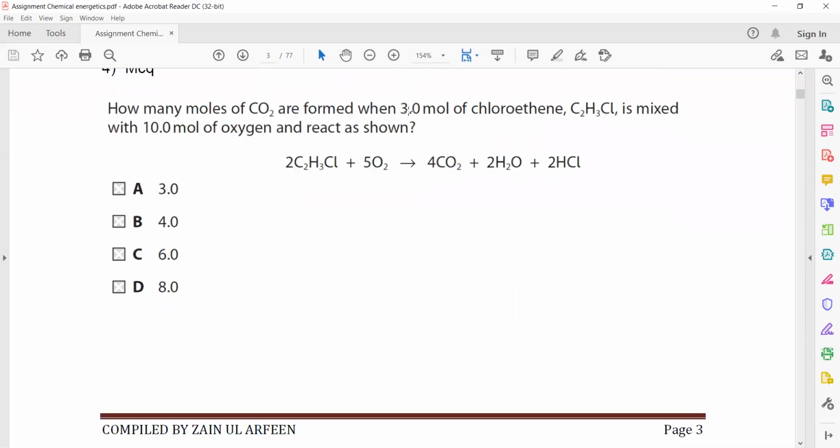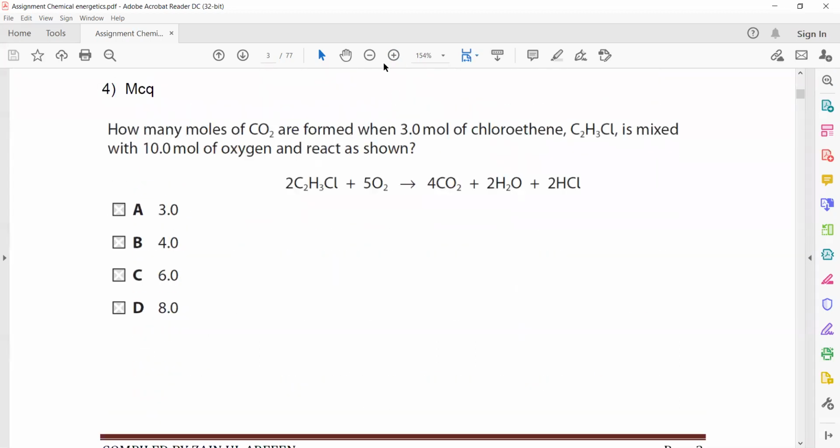Moving on to the next question. How many moles of carbon dioxide are formed when 3 moles of chloroethene is mixed with 10 moles of oxygen and reacts as shown? So first we should know the limiting reagent, because from the limiting reagent we can work out the amount of the product. So how can we work out the limiting reagent?